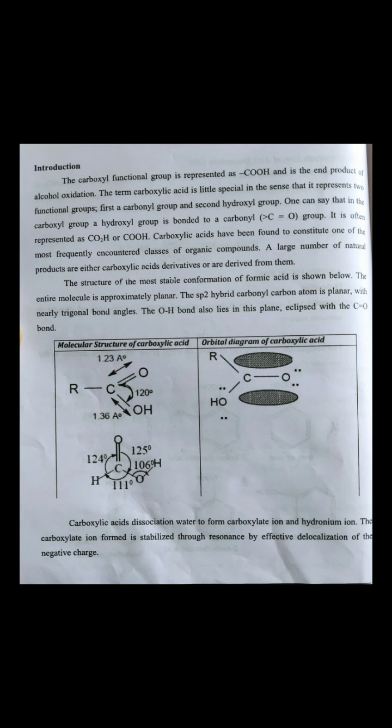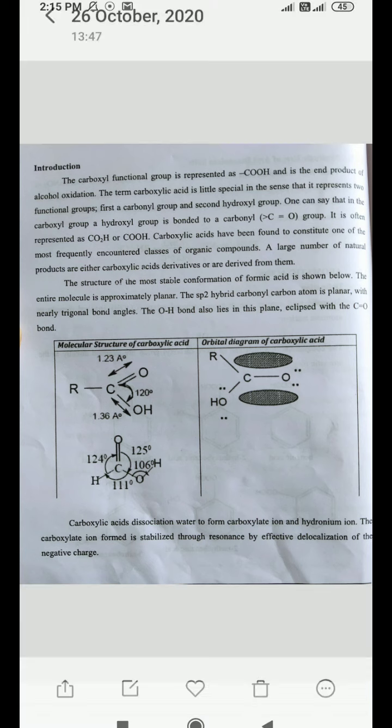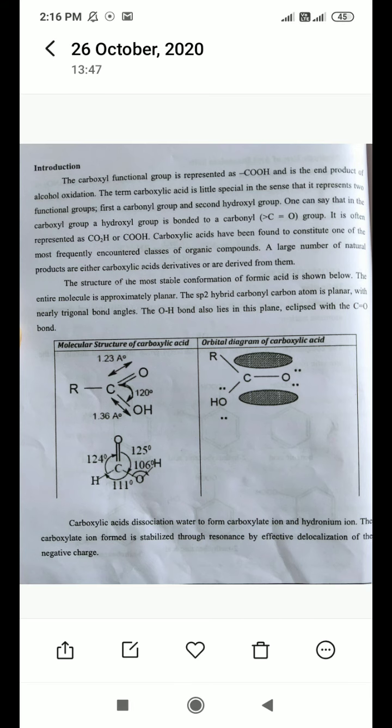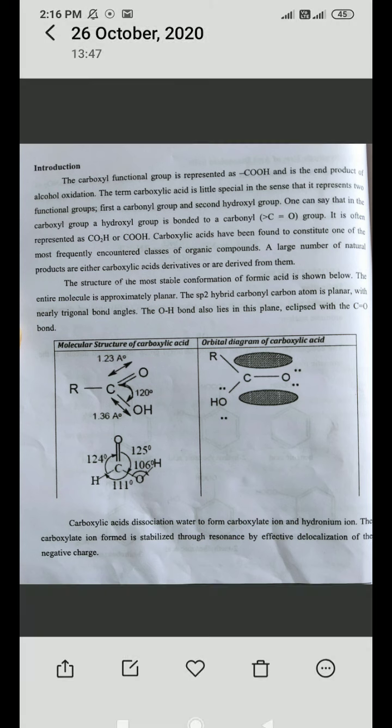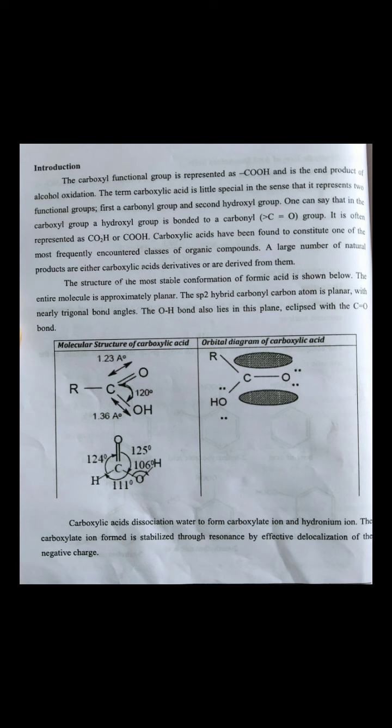You can see the orbital diagram and molecular structure of carboxylic acid: what is the bond length between carbon and the carbon-oxygen double bond, what is the bond length between carbon and the hydroxyl group, what is the bond angle between COH or COOH? Here you can see the different bond angles between them: 124, 125, 110. These are all the bond angles in the structural arrangement of the compound.